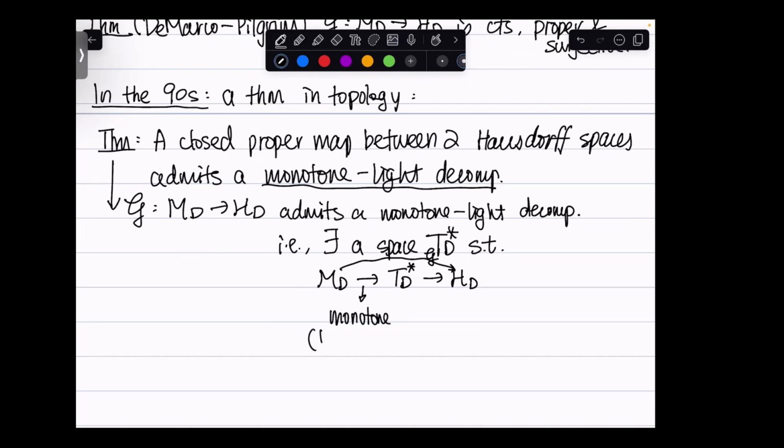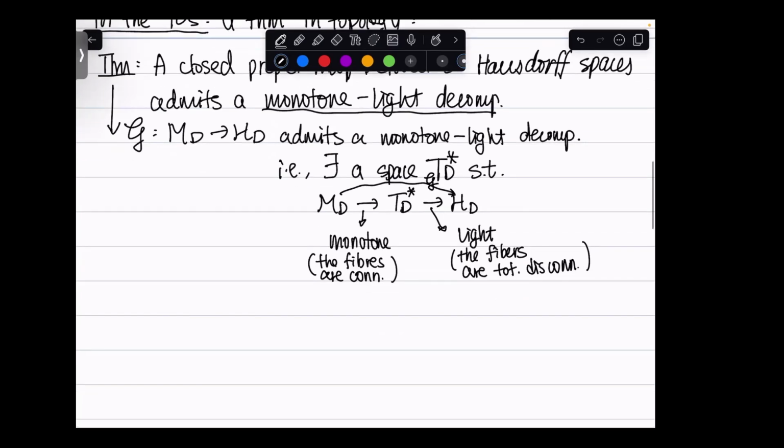The first map is monotone, and monotone means the fibers are connected. And the second map is light, and light means the fibers are totally disconnected. In this case, the fibers are just discrete points. So it could be finitely many points or infinitely many points. Okay, so now the question is... Quick question. So essentially, HD and TD star should have the same dimension in some sense? Is that right? Yes, exactly, right.